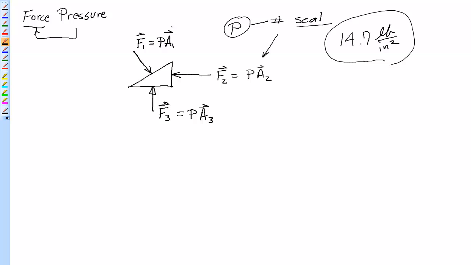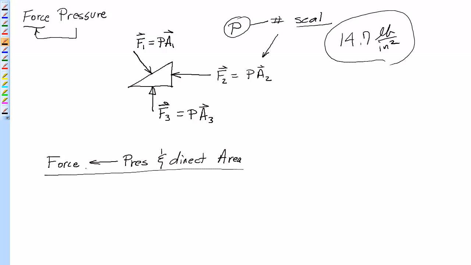Now let's start talking about the area. In other words, force only comes from a pressure directed by the area. So the only way you can get a force out of something is to have a pressure and an area associated with it. So let's take a look at this.